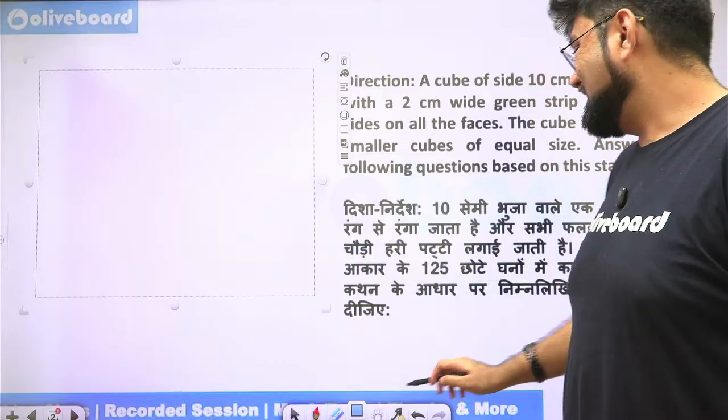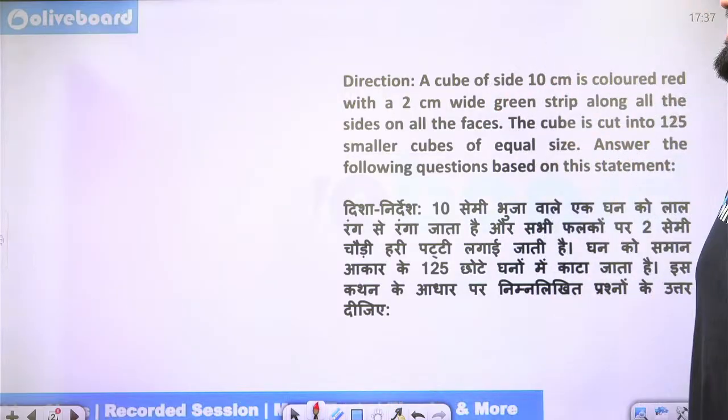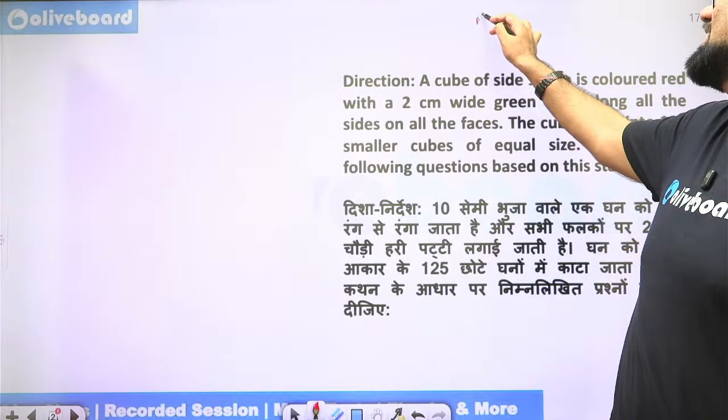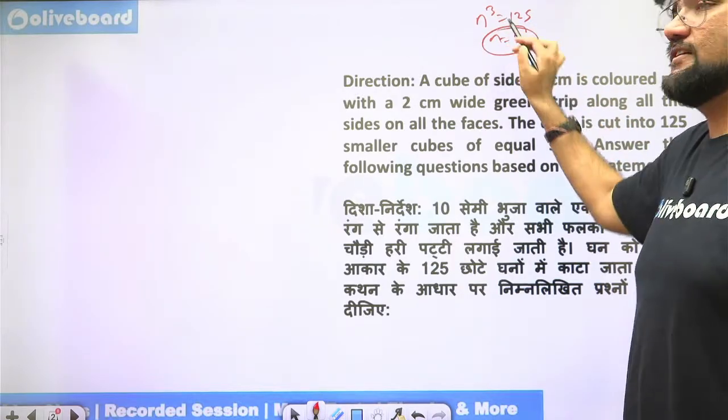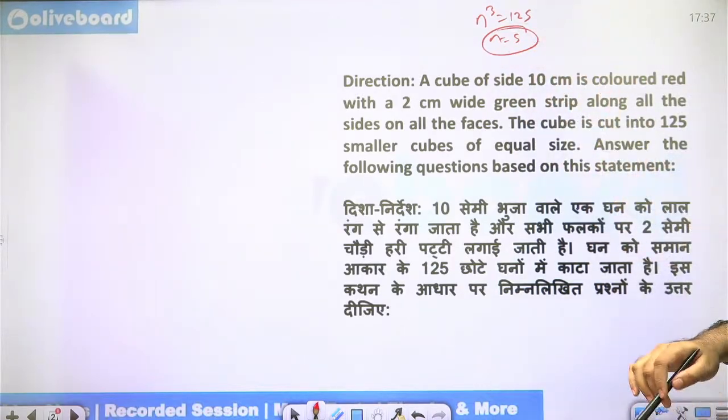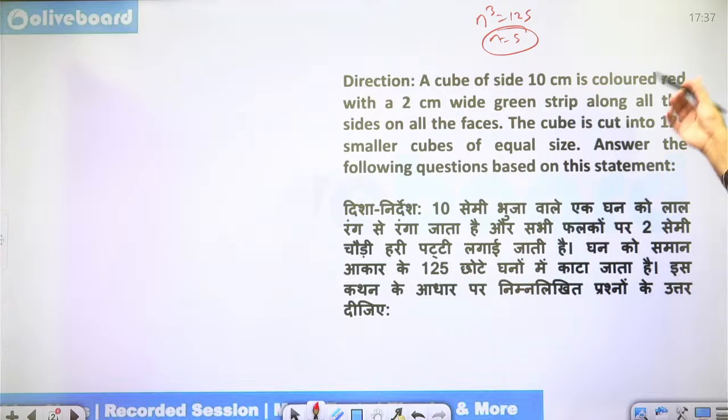So if we have this question: a cube of side 10 centimeter is colored red with a 2 centimeter wide green strip along all the sides on all the faces. The cube is cut into 125 smaller cubes of equal size. So one thing we know is the value of n cube is 125. So we know that n is equal to 5. That means there are 5 cubes along the length, breadth and height. And answer the following questions based on this.